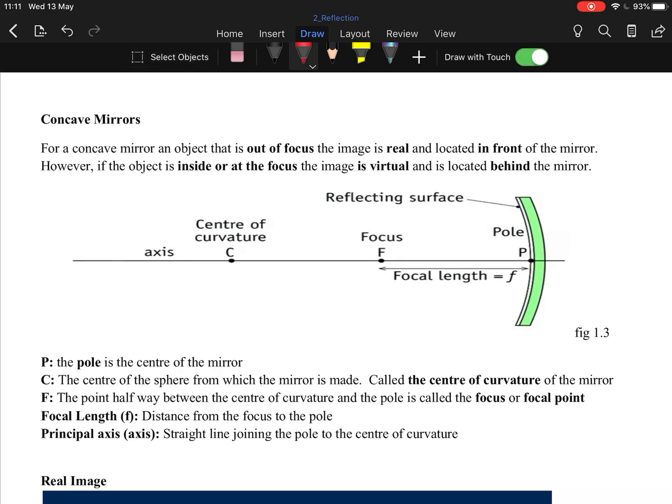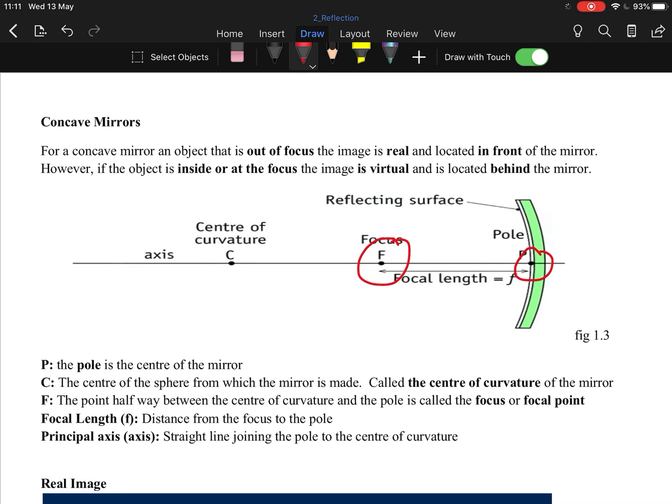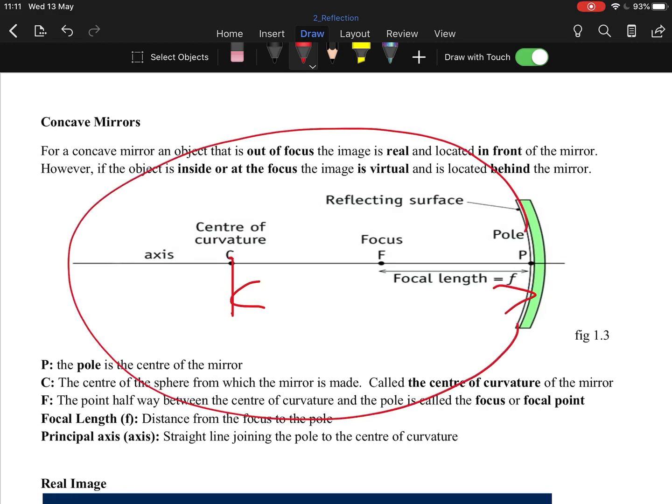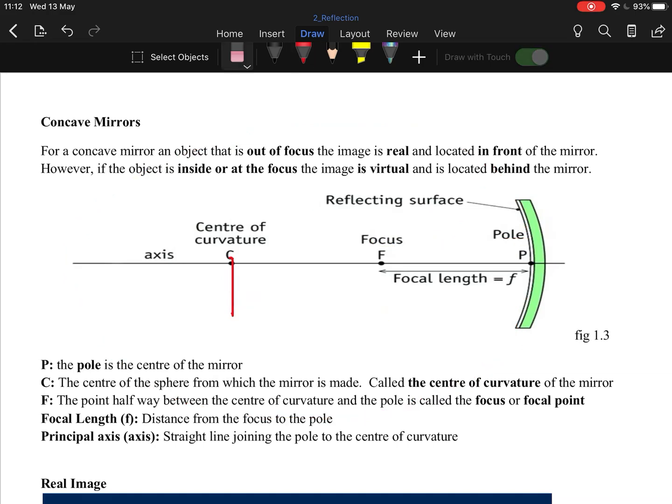Your pole is basically where the principal axis meets the mirror. Your focal point is the focal point of the mirror. It is halfway between the center of curvature and the mirror. Now the trick with this, the center of curvature, what does that actually mean? It is the center of the mirror. In other words, if you filled in this lens, you would have a mirror ball. So the center of curvature is the center of the mirror. So from the center of curvature to the mirror is the radius. So therefore the focus is half the radius. So the focal point is always half the radius of your circle.